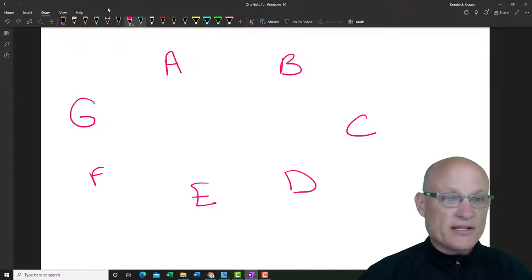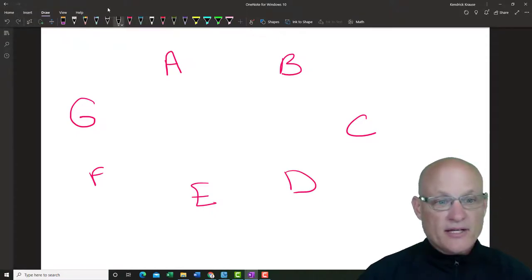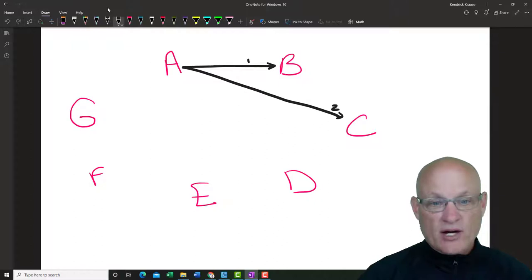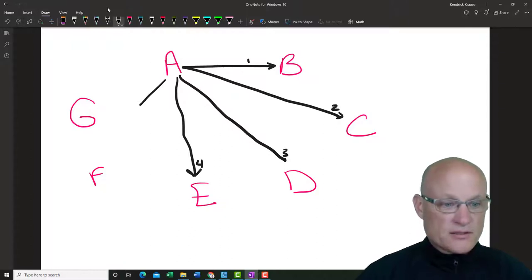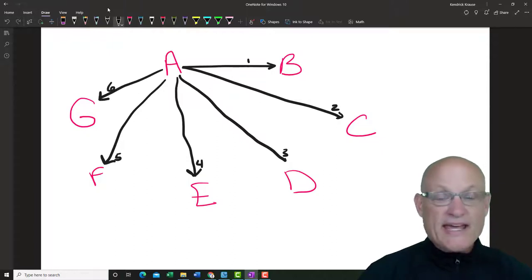Now here comes the easy part. This is the part you got to think, not too much to think about. A is going to play here once. A is going to play here twice. Now, if A plays B, doesn't B play A? Yeah. So that's two. That's three. That's four. That's five. And that's six. So A has to play six games.